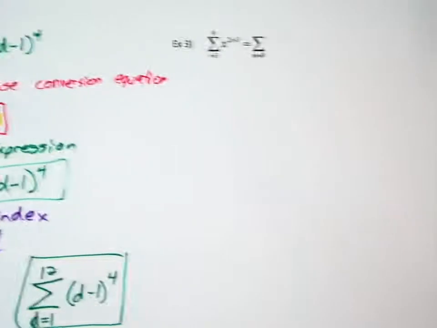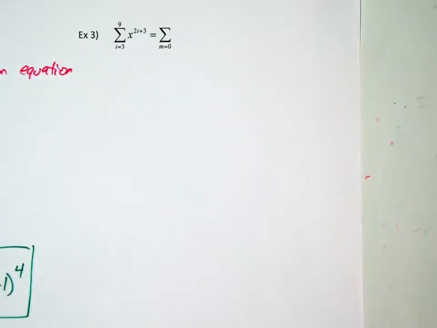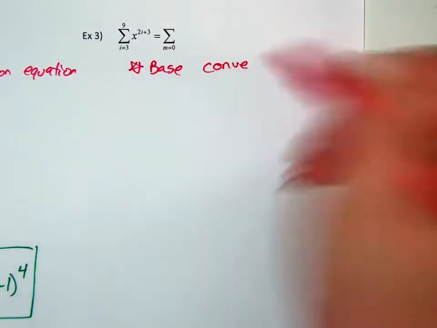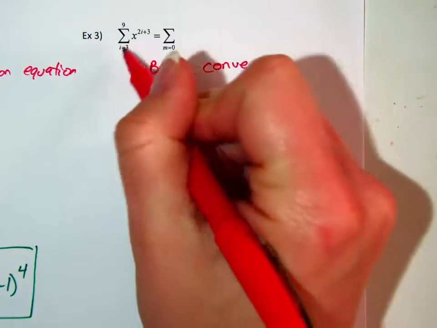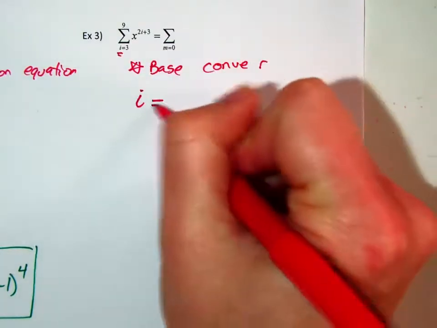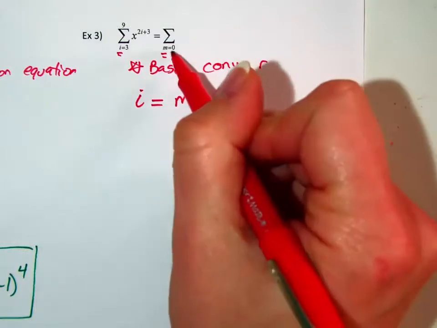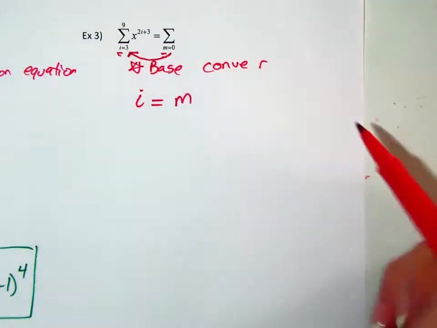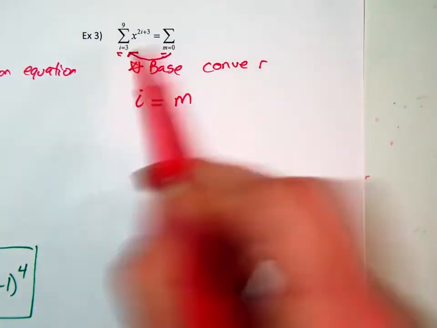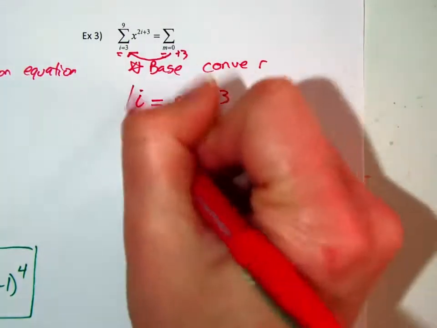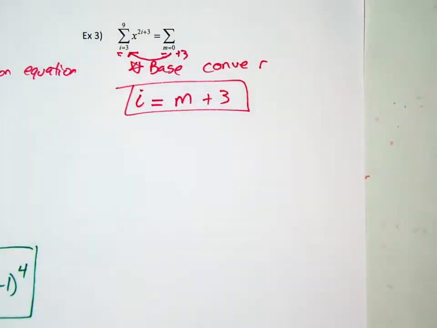All right, so let's look over here at number 3. So the same basic steps are what we're going to take. First, we have to find our new base conversion equation, right? So in other words, since we're starting out with an I, it's I equals, we're getting to an M, so I equals M. And now we have to figure out what we have to do to M to get back to the I. So what do I do to 0 to get to 3? Well, we would have to add 3. So I equals M plus 3 is the base equation that we're going to use to do this conversion.